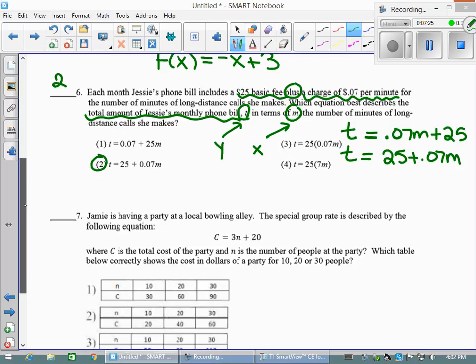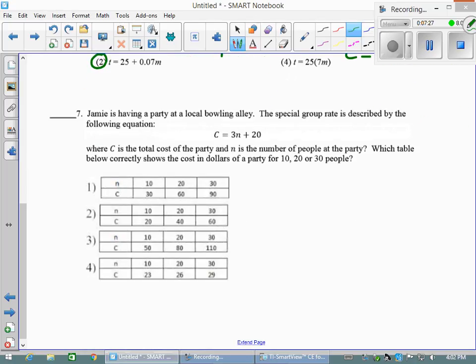Okay, question 7. Jamie is having a party. This group rate is described by this equation. We have C equaling 3n plus 20. C is our total cost. That's my output. That's my y. N is the number of people at the party. So which table would correctly show the cost in dollars if the party was 10 people big, or 20 people at my party, or I have 30 people at my party? So these are all different n values, since n is representing the number of people at my party.